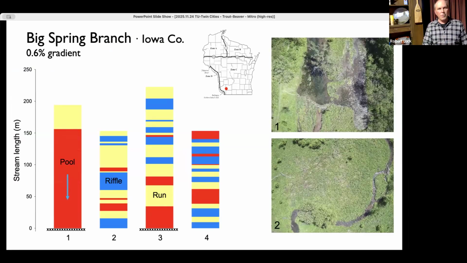So typically in this stream, you see quite a variety of that pool riffle run type habitat, primarily riffles and runs interspersed with pools here and there. But when you do get beaver dams on streams like this, it creates extensively long pools, just completely covering that habitat.